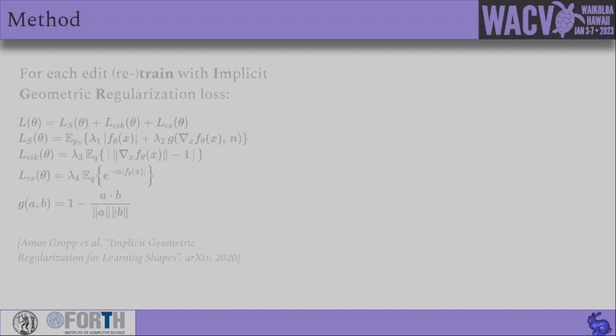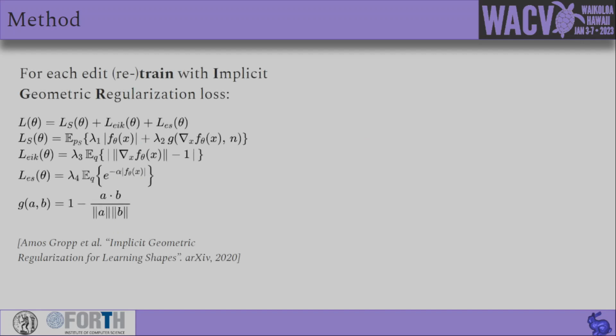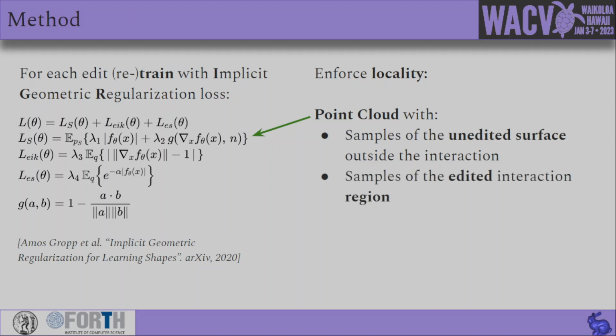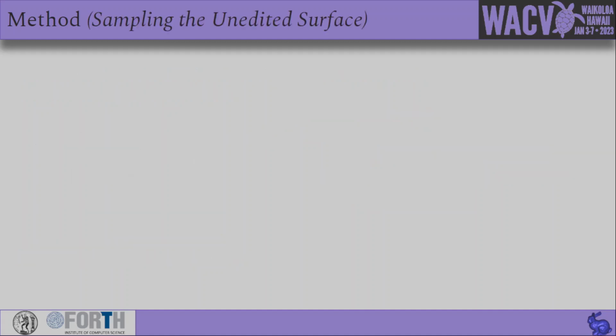We rely on the implicit geometric regularization loss function, as it does not require ground truth distances but only samples lying on the target surface. The main challenge we encounter is how to enforce locality, since in general modifying any of the network's weights affects its output in an unbounded region of the input domain. Our solution is to generate the point cloud that is used to evaluate the loss by including samples of the unedited surface outside the interaction, as well as samples of the altered region. The former serve to minimize deformation artifacts outside the interaction region.